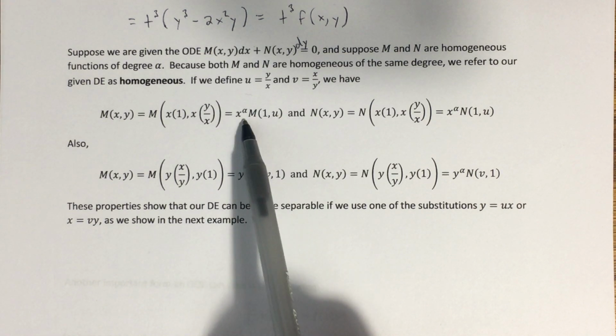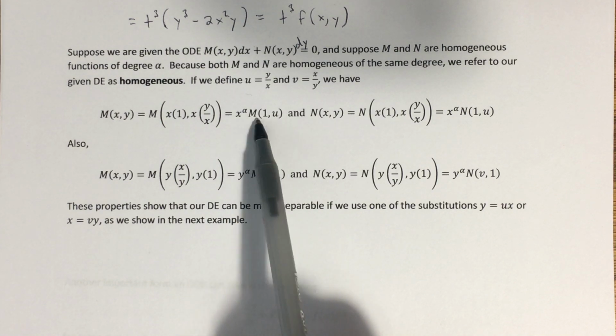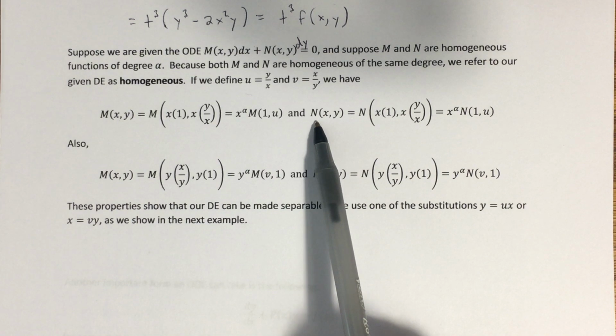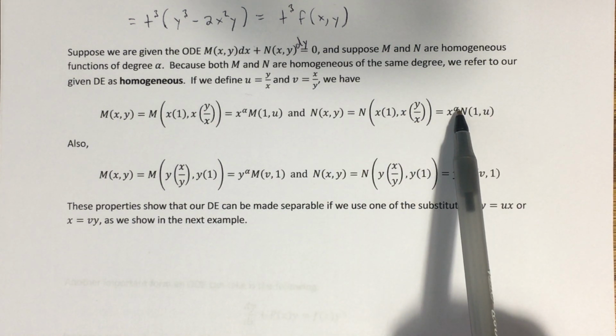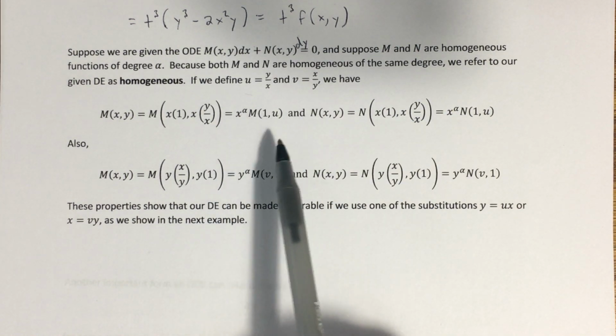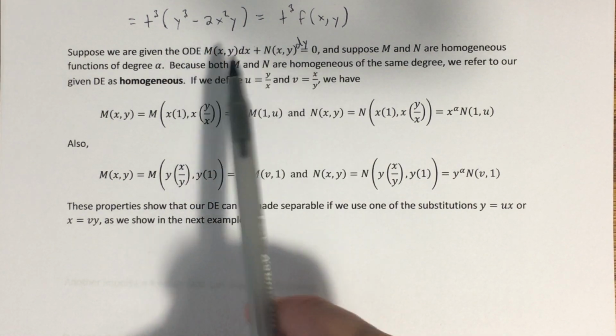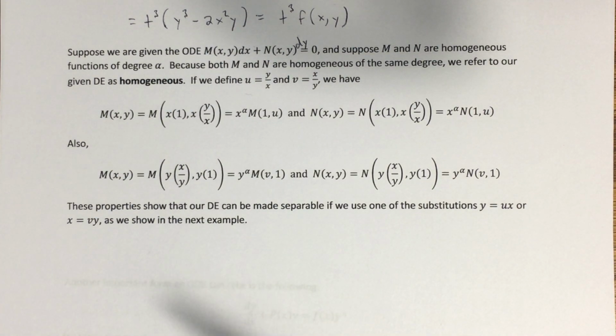So this is a product of two single-variable functions, and if I do the same thing over here with n, the function x to the alpha is the same in both cases. That would allow me to factor that x to the alpha out up here, and after rearranging things, I get a separable equation out of that.